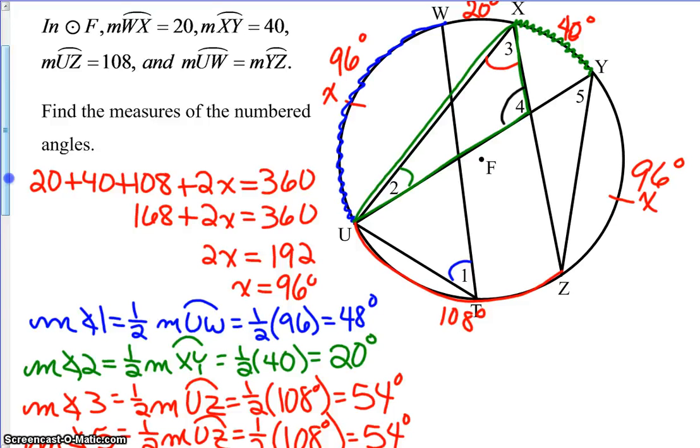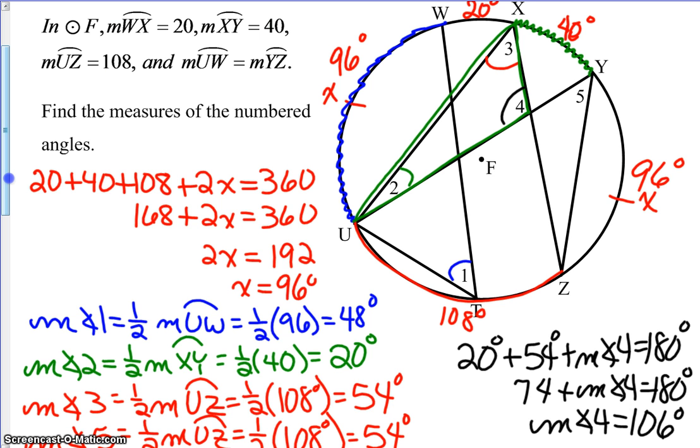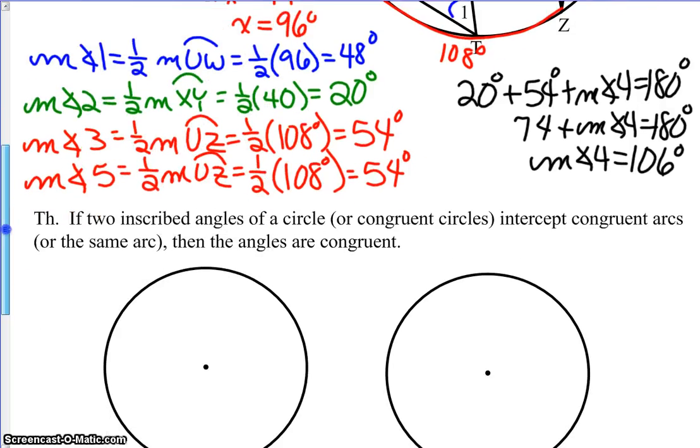The measure of angle 2 was 20 degrees. The measure of angle 3 was 54 degrees. Plus the measure of angle 4 had to equal 180 degrees. So 74 plus the measure of angle 4 equaled 180 degrees. Subtracting 74, I get the measure of angle 4 equals 106 degrees. So using old information, I was able to go ahead and figure that out. Now let's take a look at the next couple of theorems.